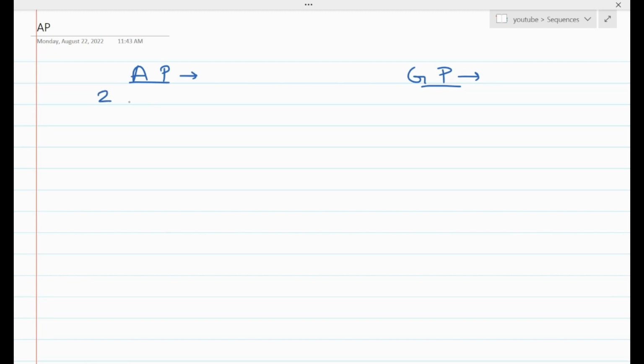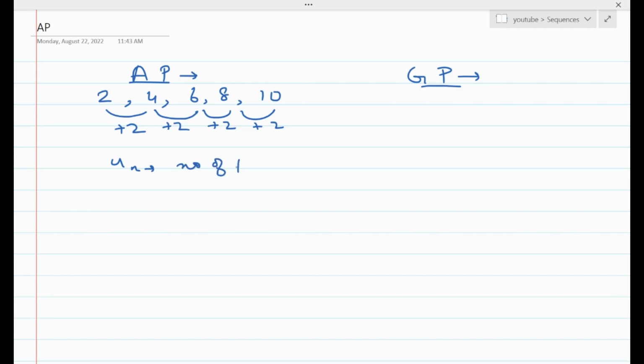For example, let's take the sequence of numbers 2, 4, 6, 8, 10. If we observe, two consecutive terms of this sequence increase by 2. So 2 plus 2 would be 4, 4 plus 2 would be 6, 6 plus 2 would be 8, 8 plus 2 is 10. So whenever a sequence is increased or decreased by the same number, then that is called an arithmetic progression. And the way we would represent this is the term number is given as un, where n is the number of term.